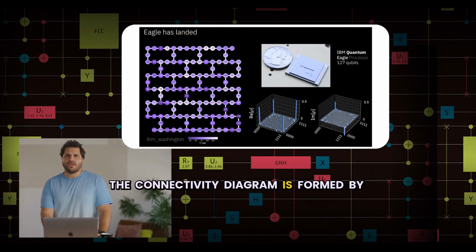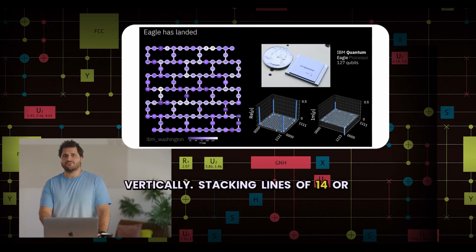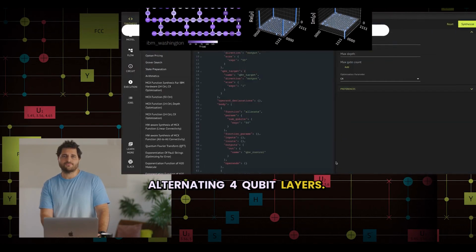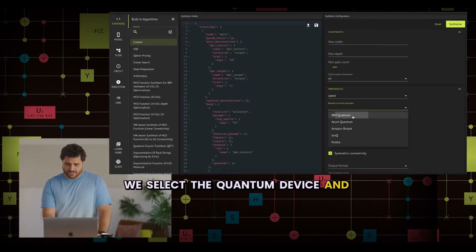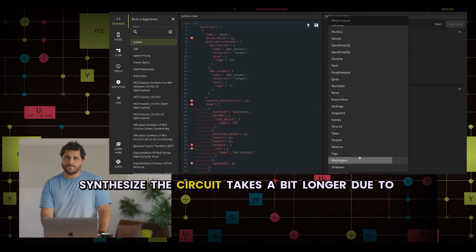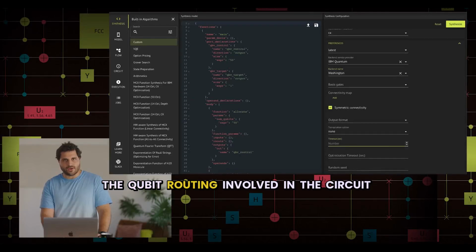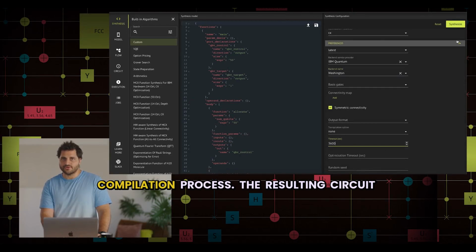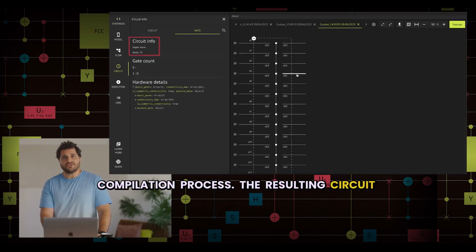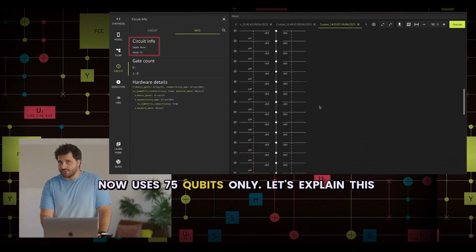The connectivity diagram is formed by vertically stacking lines of 14 or 15 qubits and connecting them via alternating 4-qubit layers. We select the quantum device and synthesize the circuit. It takes a bit longer due to the qubit routing involved in the circuit compilation process. The resulting circuit now uses 75 qubits only.